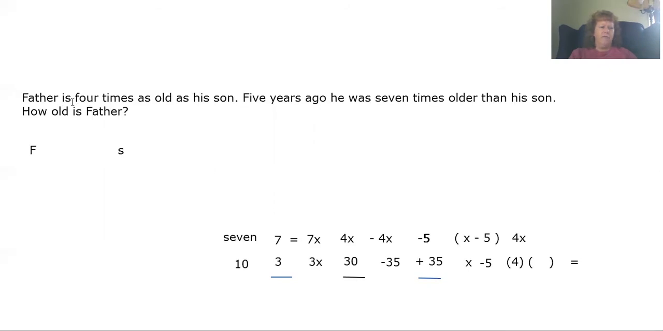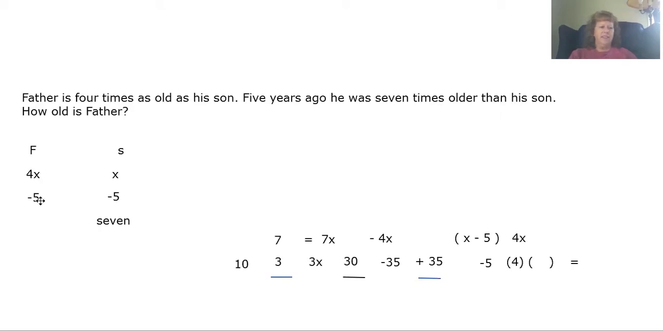To lay this out, we had father is 4 times as old as his son. So 4x, he's 4 times older than his son. So 4 times x for father and just x for son. 5 years ago would be subtract 5 from their ages. He was 7 times older. So my 7 times older goes with just x. So if this will help, let's pause here and write out the equation to its solution.